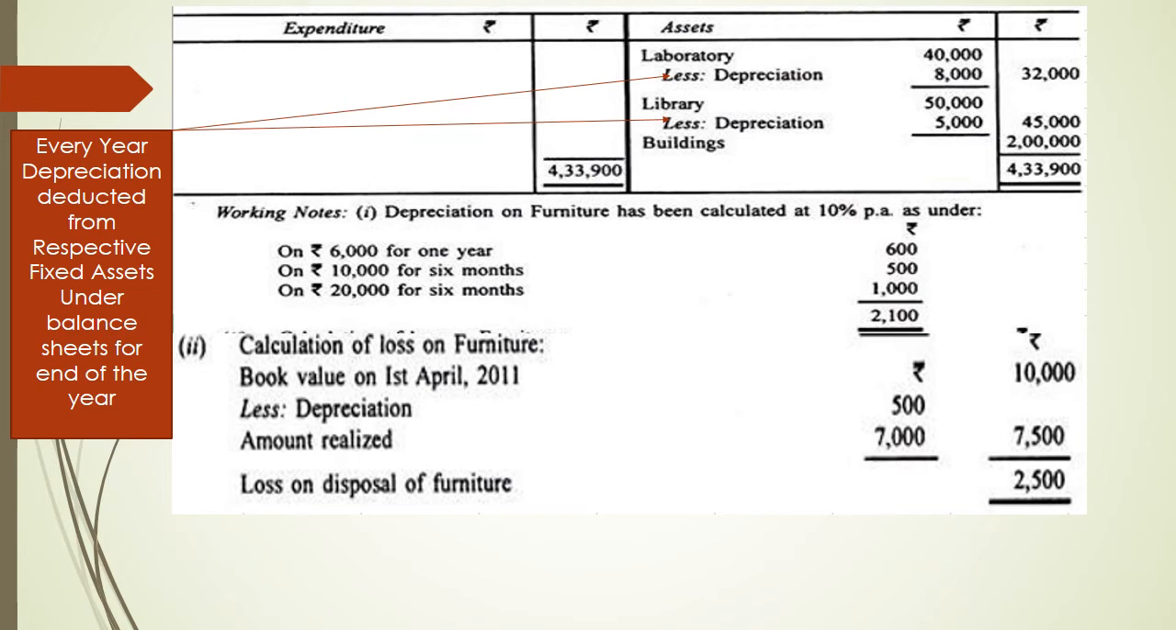I have already told you that the laboratory is an asset, and in the question depreciation is mentioned for the laboratory. So that depreciation is to be calculated and deducted from the laboratory. On the asset side, the laboratory is 40,000, less depreciation 8,000, which becomes 32,000. On the same side, the library, less depreciation 5,000, and 45,000 net amount is to be recorded under the asset side.